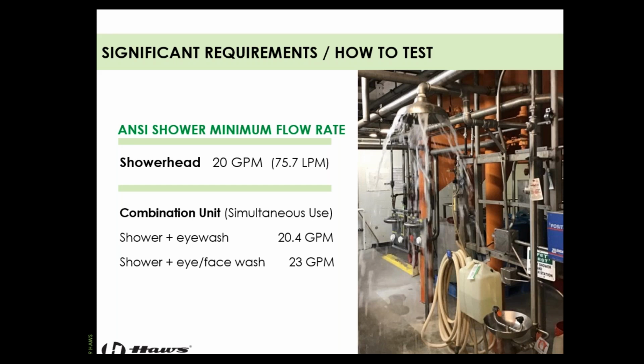So when you have a combination, remember that your minimum flow rates are increased to 20.4 for a shower and eyewash, which is much less likely these days. Eyewashes aren't ideal for a combination unit, and that's because it's not covering your face. If you have a shower in place, the idea is full body decontamination, and it just doesn't make sense to just rinse your eyeballs out. So a shower and eye face wash is really industry standard nowadays, and the minimum amount of water for that is 23 gallons per minute, typically between 30 to 90 psi. Certainly for our equipment, that's the requirement.